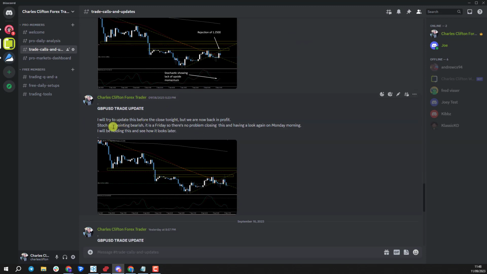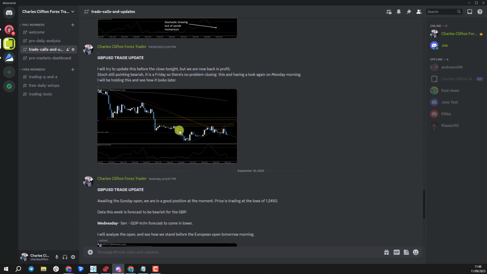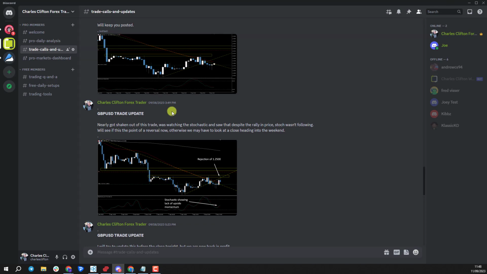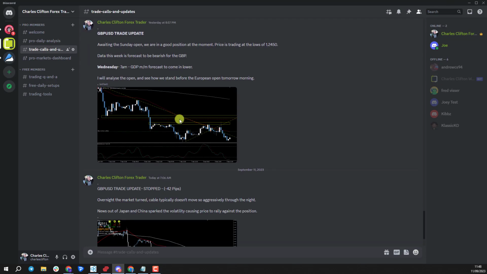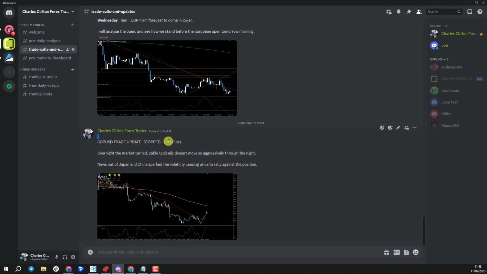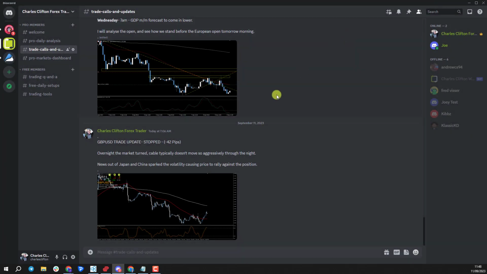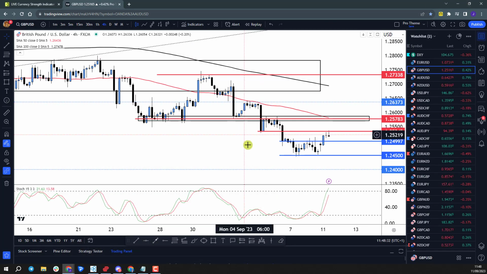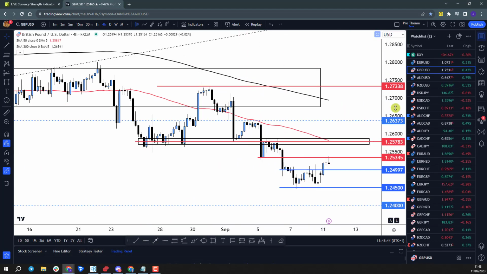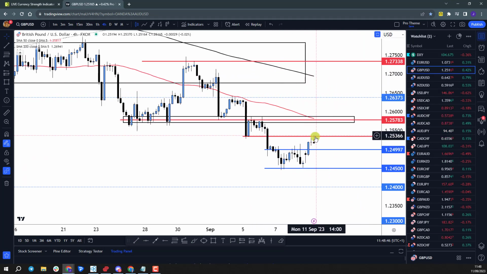You can see here I'm still saying that the stochastic is still pointing bearish, but it is a Friday, so there's no problem closing this and looking again on Monday morning. So if you did do that, then you would have had a better result than I did. That pound trade unfortunately stopped out. You can see that there with chart screenshots and everything we're posting. If you're not in this already, it would be good for you to jump in there because I give regular updates.